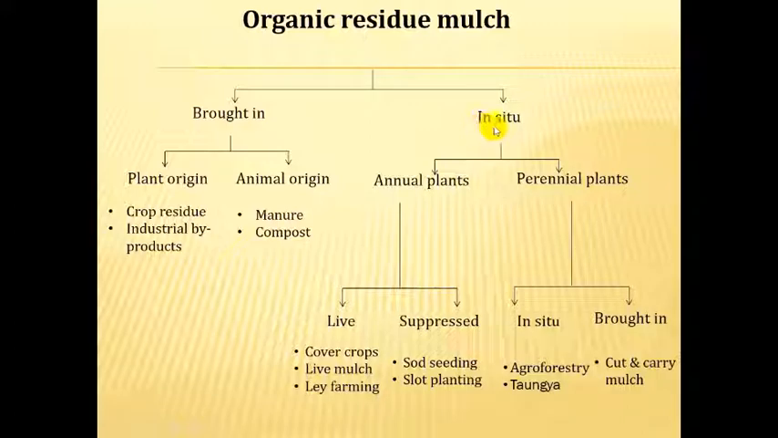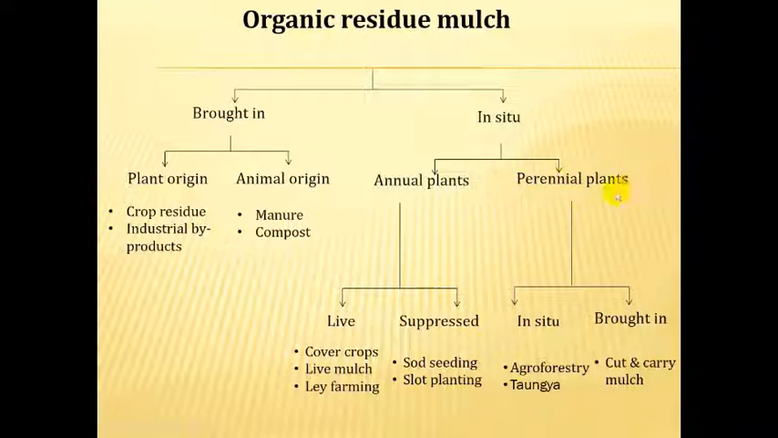When it comes to in-situ mulching, it can be categorized into annual plant based and perennial plant based. The annual plant based can again be divided into two categories, live and suppressed. Cover crops, live mulch and lay farming are some examples of live mulches using annual plants growing in situ. Sod seeding and sod planting could be taken as examples of suppressed mulches using annual plants growing in situ.